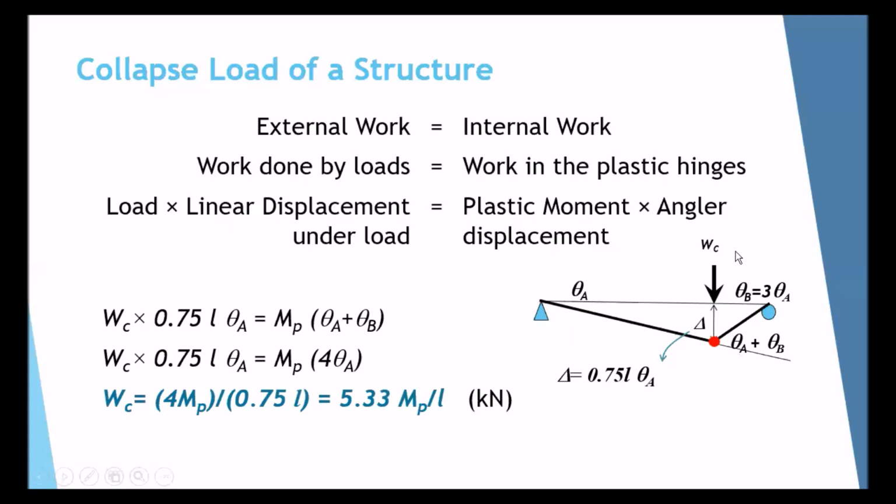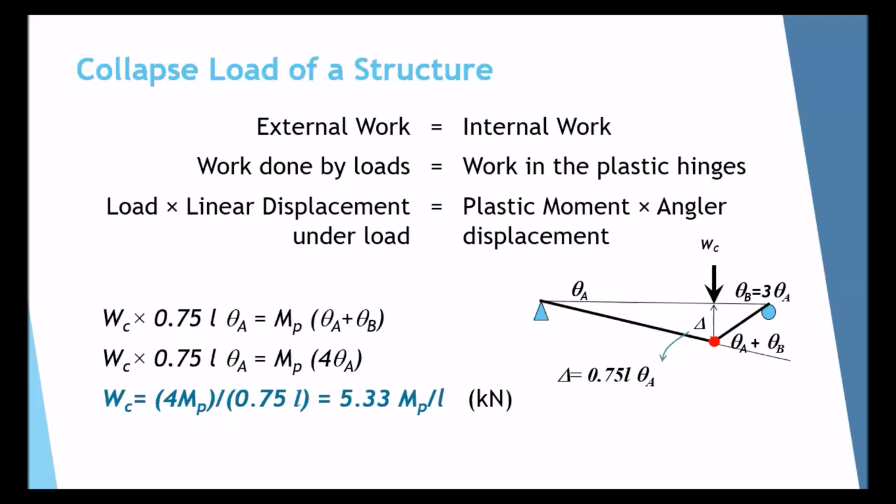So external work equals WC times delta, which is 0.75 L theta A. This is the first term here. How about the second part? Internal work equals M plastic times theta A plus theta B. And as you know, we found that theta B equals 3 theta A. So theta A plus 3 theta A equals 4 theta A. Now rearrange to get WC, the collapse load. We remove theta A from both sides, so the remaining part will be 4 M plastic divided by 0.75 times L. So 4 divided by 0.75 equals 5.33 M plastic divided by L, and this will be in kilonewton, or in the force unit that you are using.